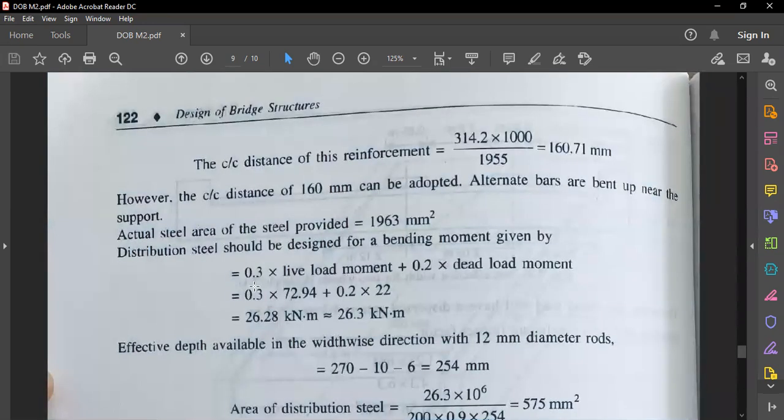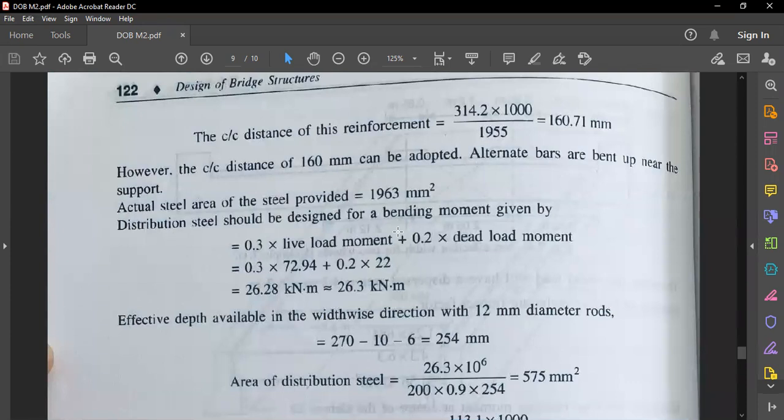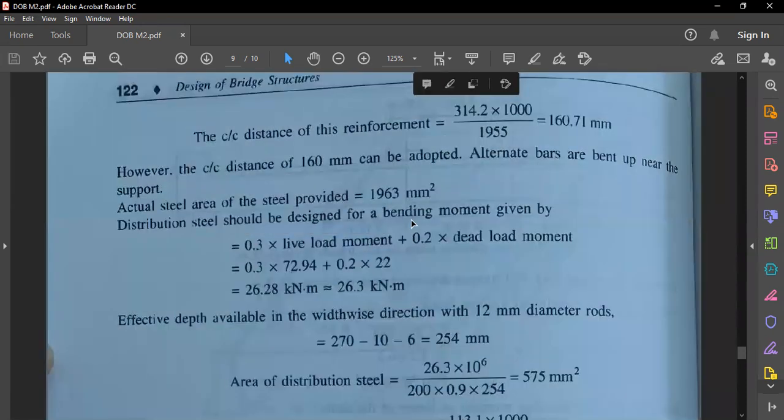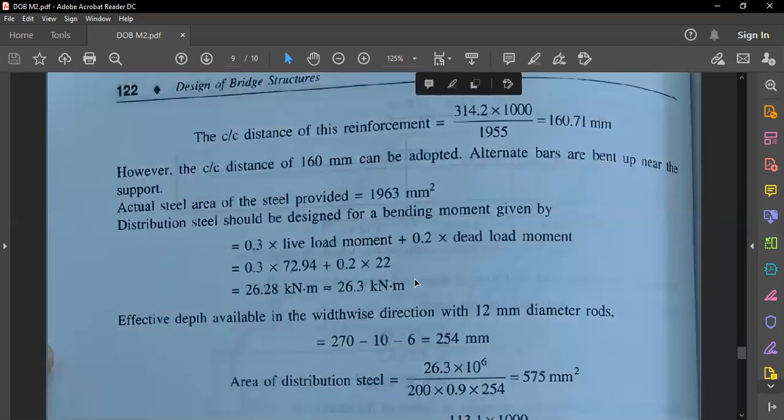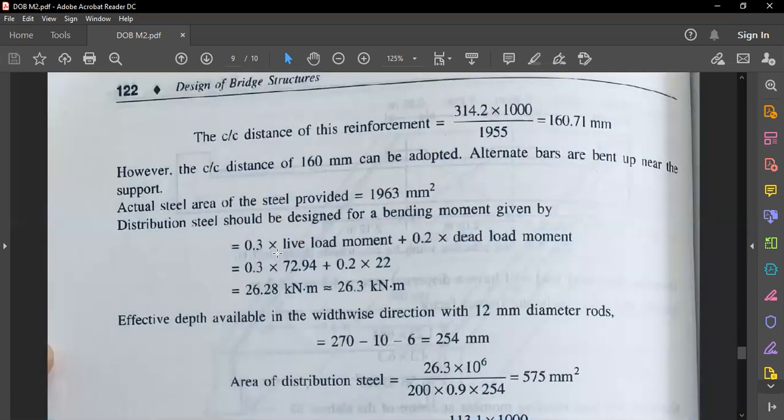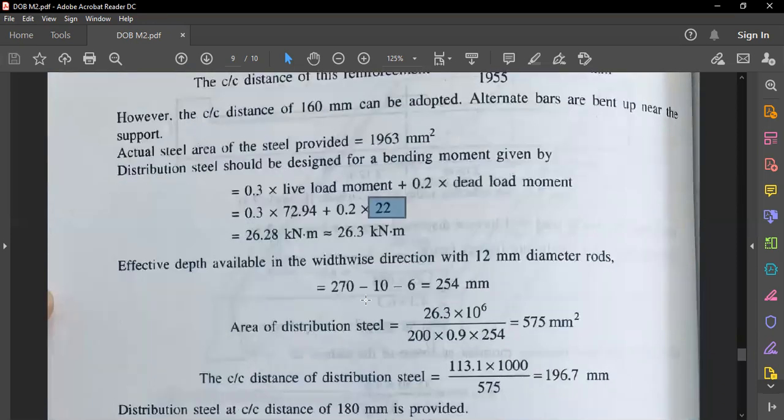Now the distribution reinforcement. Always in the deck slab, distribution steel shall be designed for a bending moment of 30% of the live load moment and 20% of the dead load moment. For this moment, I have to give distribution reinforcement. 30% of live load moment plus 20% of dead load moment here. So for the distribution reinforcement calculation, the moment will be 26.3.